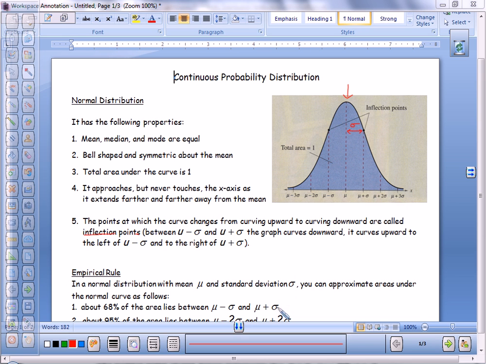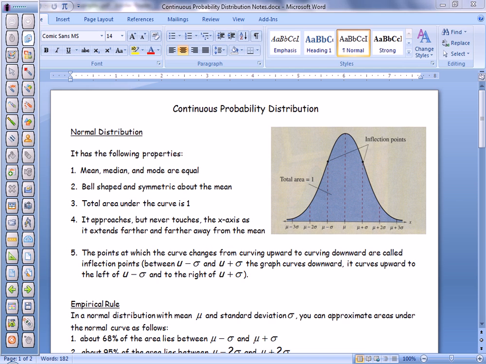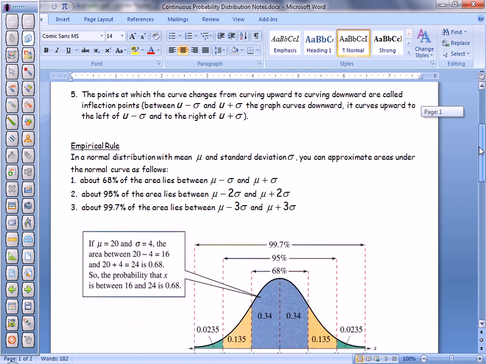And now we're going to talk about the empirical rule, which will give us some estimates for how much of that data would actually fall in each of these regions. So let's take a look at our empirical rule. Scroll this down.